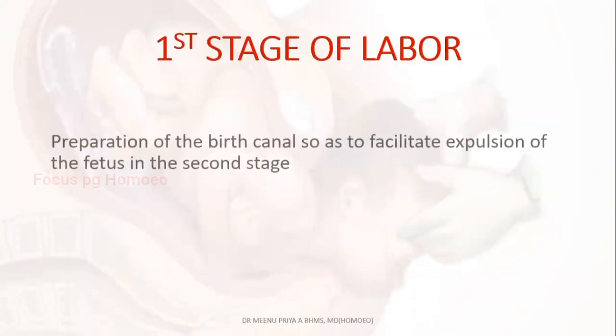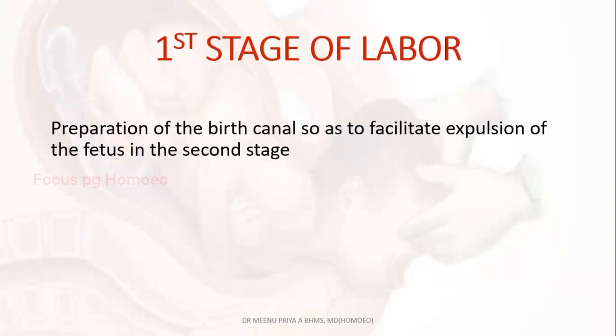So the first stage of labor, what is it? It is preparation of the birth canal. So how many stages of labor did we see? There are 4 functional stages. Here we are going to study the first stage of labor. The first stage of labor is preparation of the birth canal so as to facilitate expulsion of the fetus in the second stage. We know the second stage is expulsion of the fetus and the third stage is expulsion of the placenta. And the preparation is done in the first stage of labor.